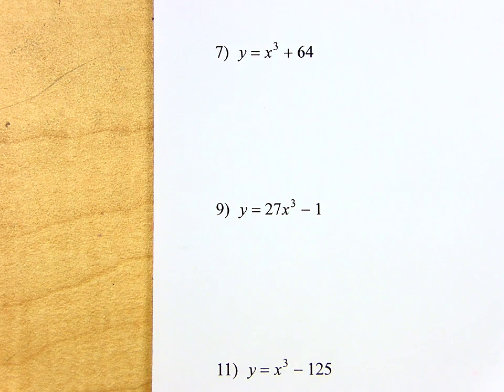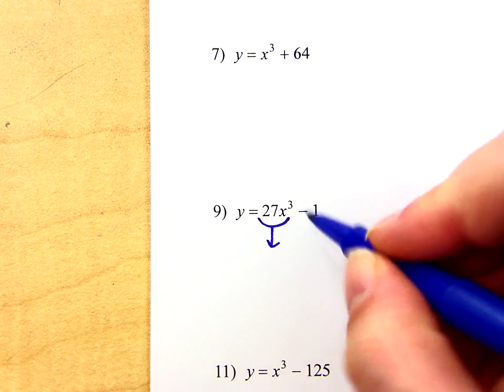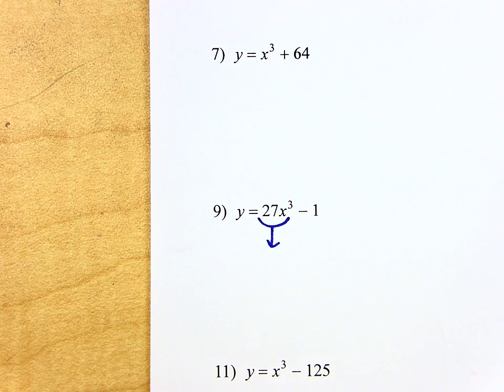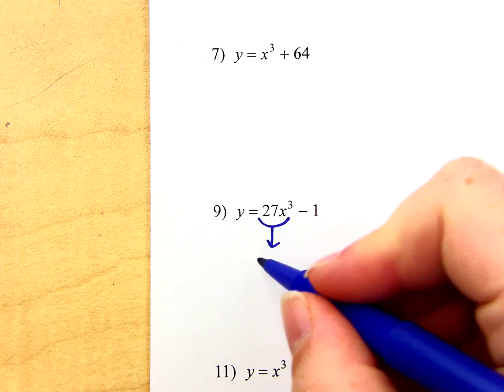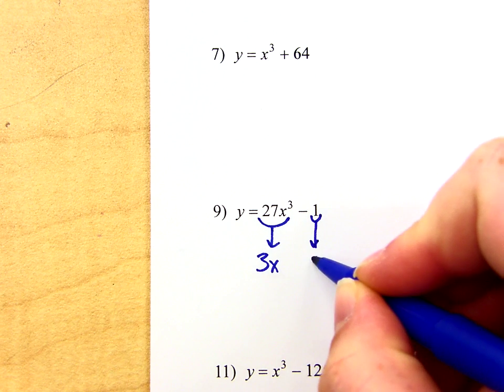Yep. Okay, we got an answer? Oh, okay, let's try it. So this is the difference, but I still have to figure out what A and B are. So what's A in this case? 3x. And then B will be 1.